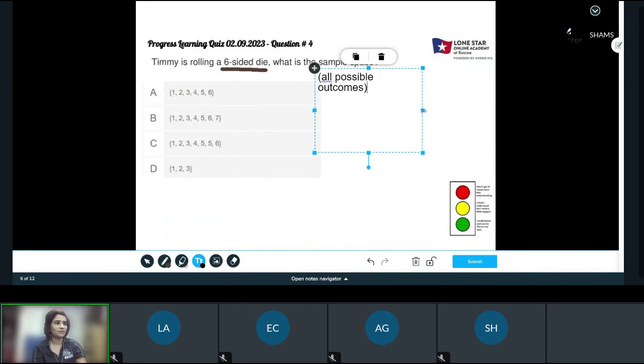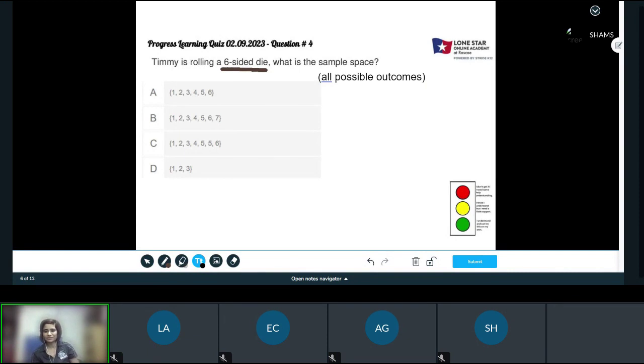Sample space means all possible outcomes. So let's see how you guys answer this one. Derek, I agree. Very good. Very good, Paige. Nicholas, I need to see you in your pod, please. Emiliano, good. Carmen, good, right? Take your time, everybody. Go ahead, see if you can answer.